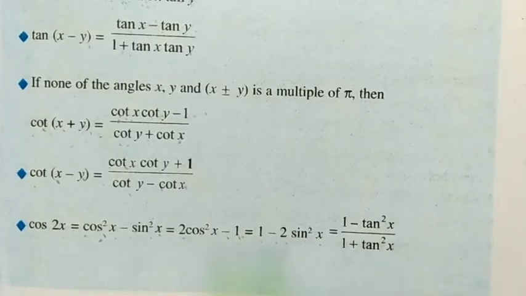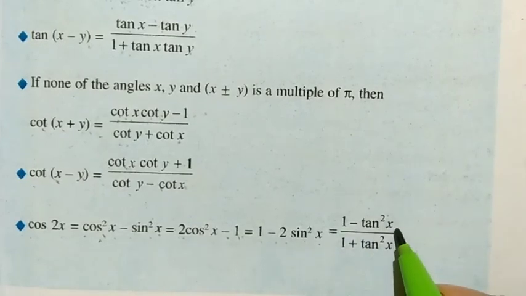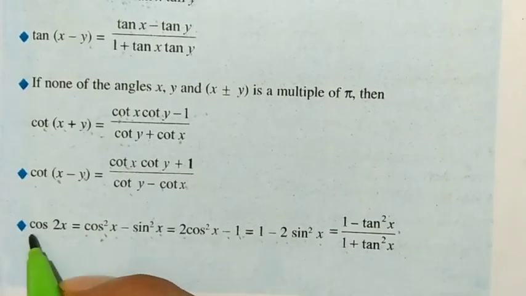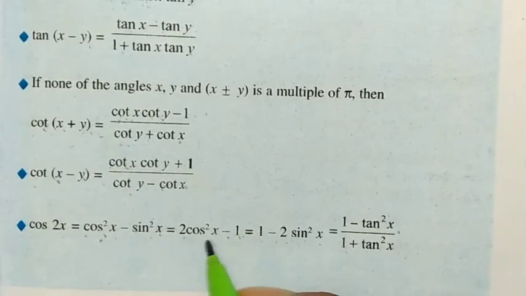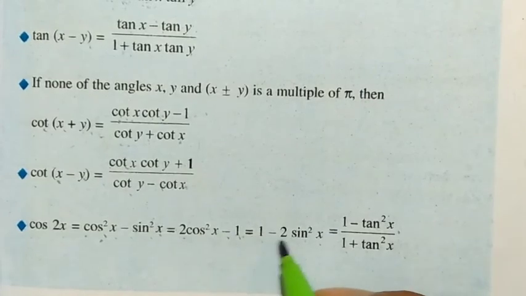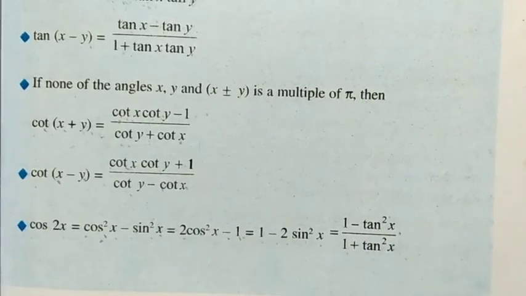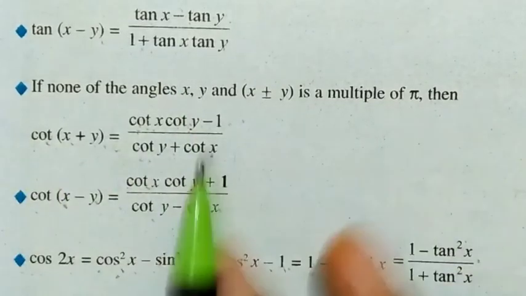If you remember this, it will be very helpful for any competition exam also. And that is equal to 1 minus tan square x divided by 1 plus tan square x. This is for cos 2x. So cos 2x is cos square x minus sin square x, or 2 cos square x minus 1, or 1 minus 2 sin square x, or 1 minus tan square x divided by 1 plus tan square x. I hope these formulas are clear to you. Now you can easily learn these formulas.